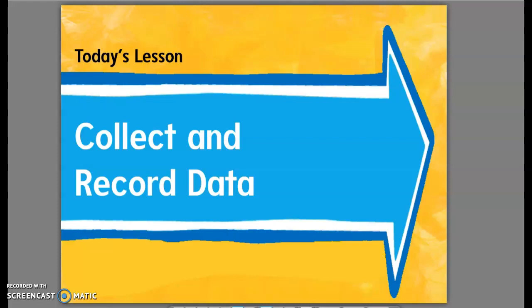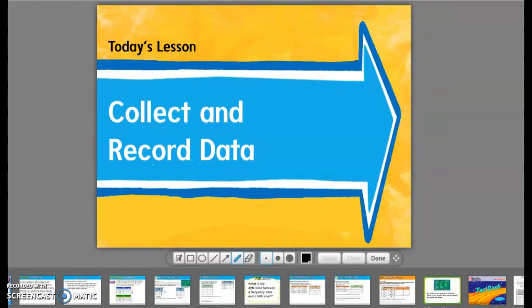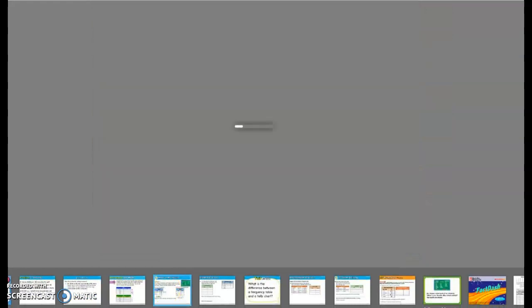And then we have some vocabulary. Data is collected information or facts. One way to collect data is by taking a survey or asking a lot of people a question. A frequency table or a tally chart can help us record the data that we collect. So we will begin by looking at example number 1.